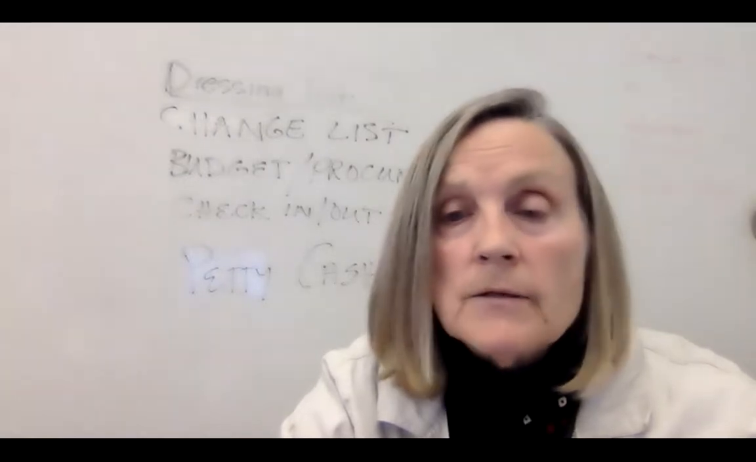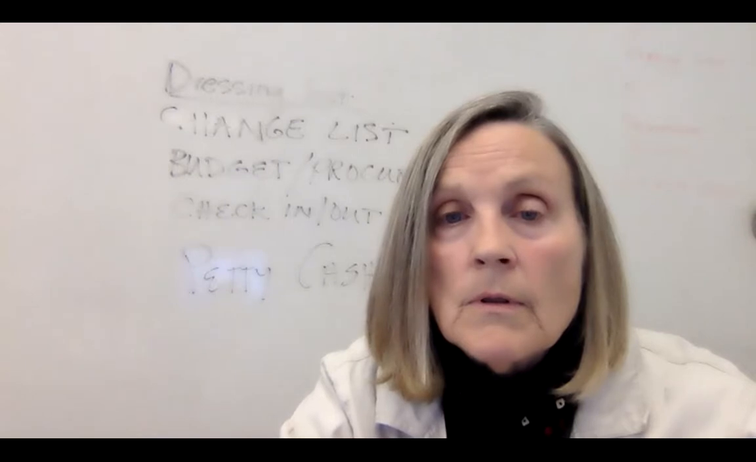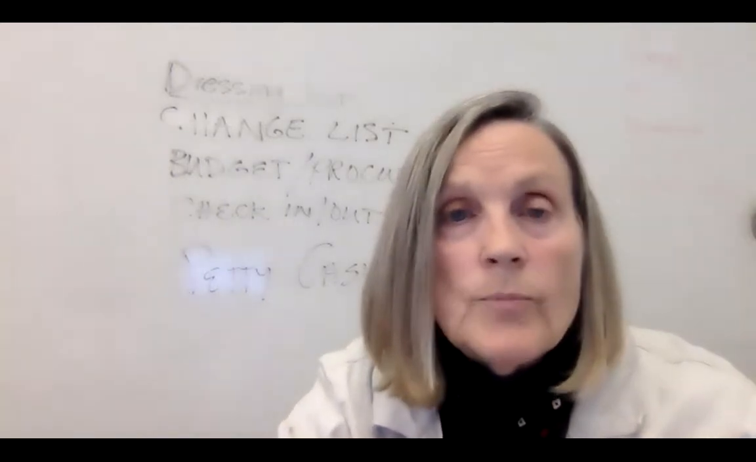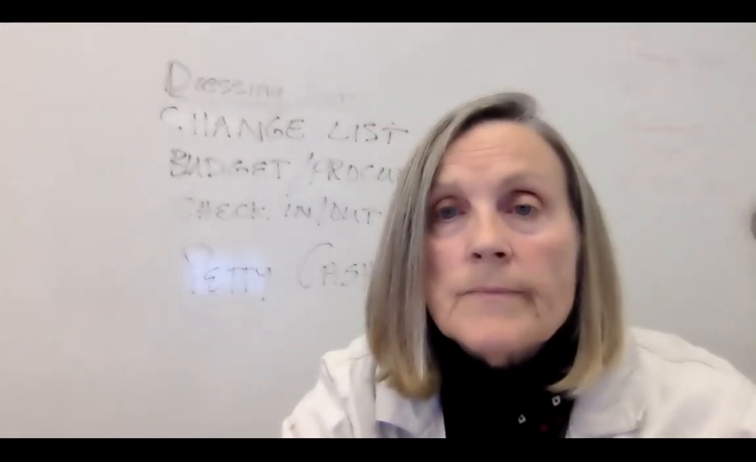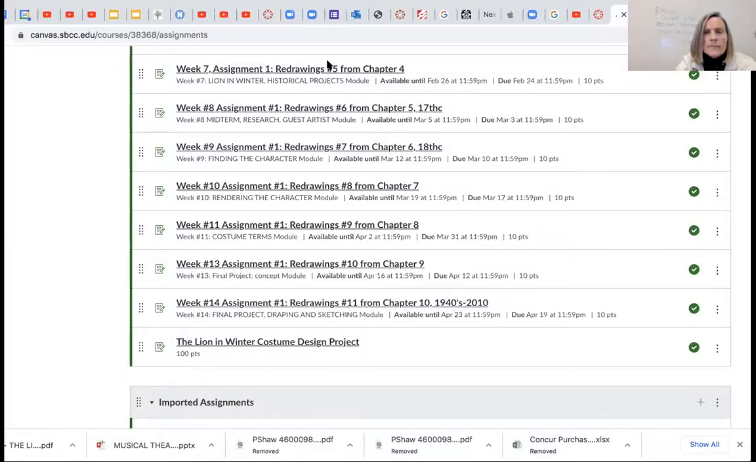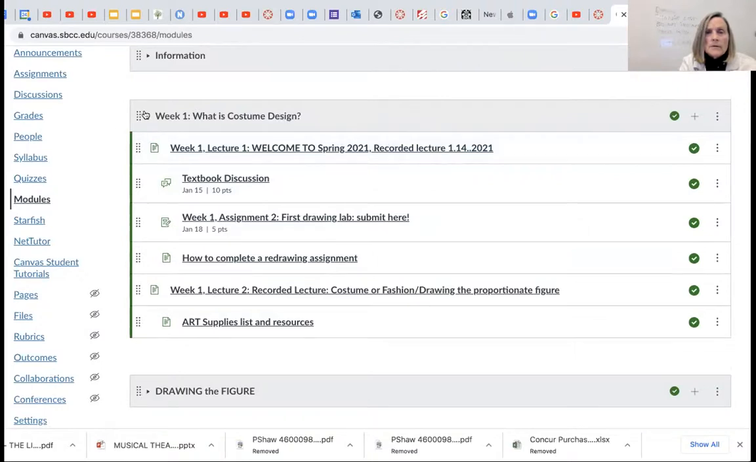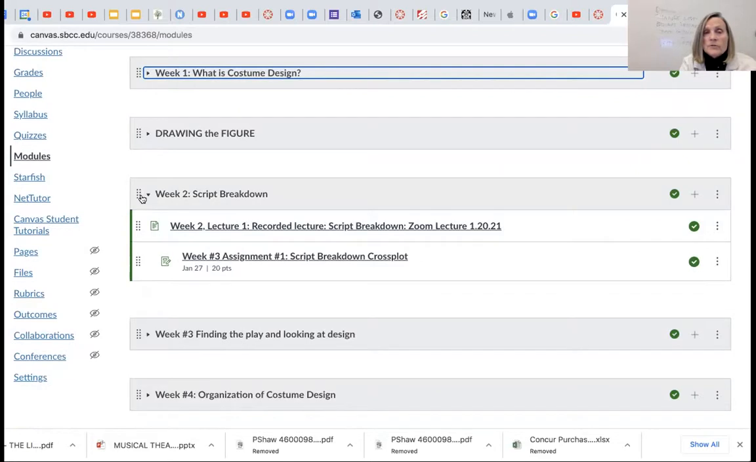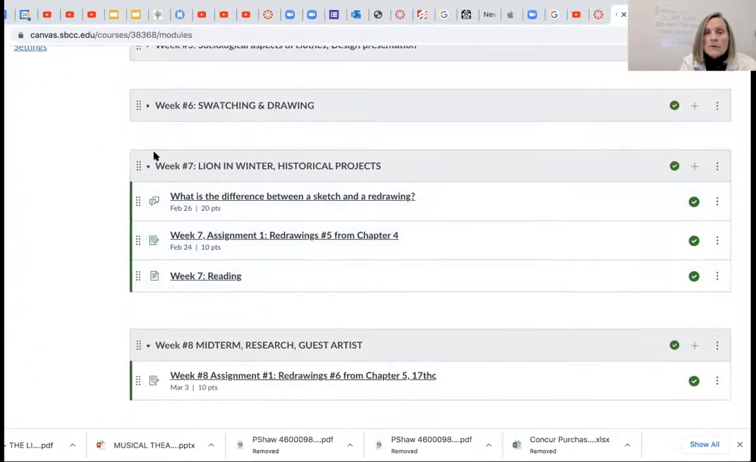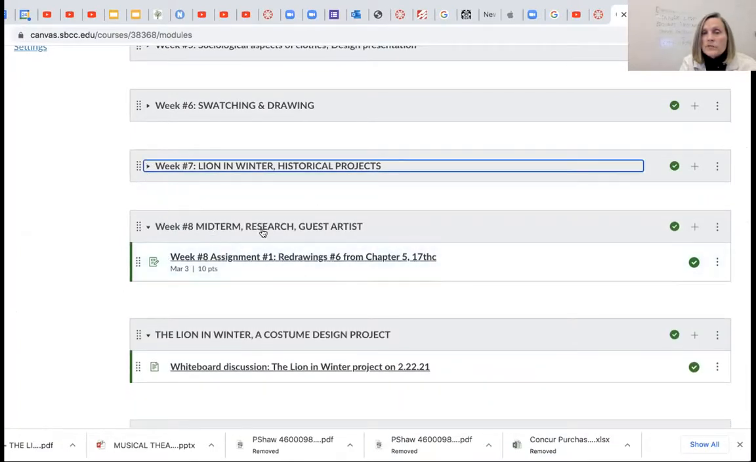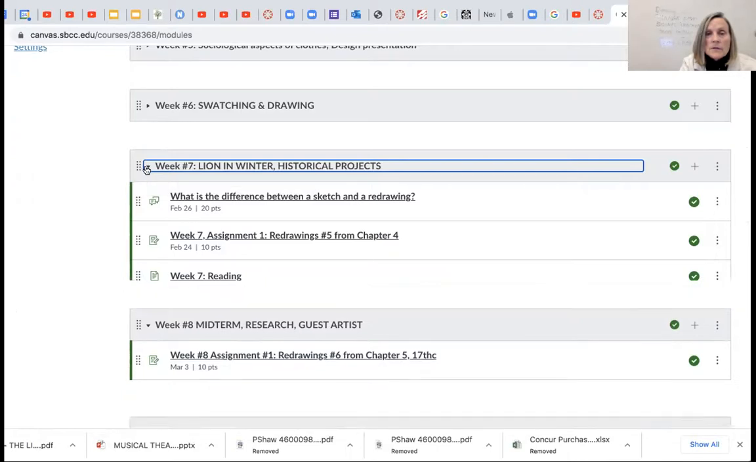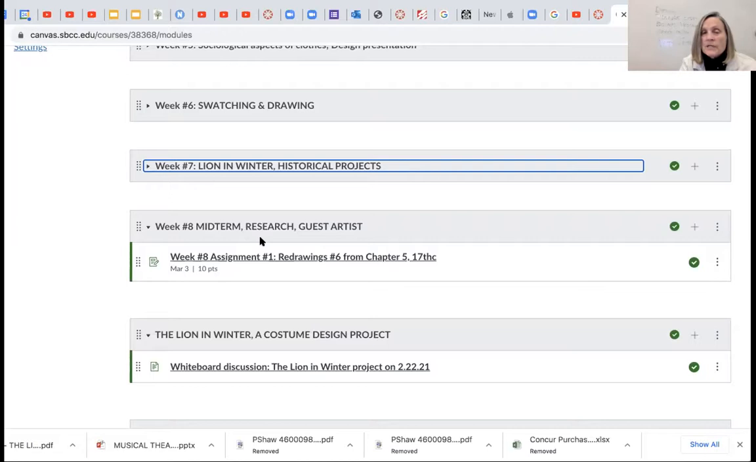So here, let's look at this. I think I can go back. So this is the assignments. Just a second. So modules, right? And what is a redrawing? You'll want that, drawing the figure, script breakdown, right here. Midterm, this is where I'll put the study guide. Okay, so week 8 midterm, I'll put it right here. We're actually on week 7. But I think since this says midterm, midterm study guide is best here. What do you guys think? Does that make reasonable sense that you'd look where it says midterm?